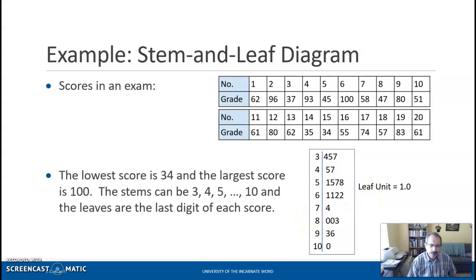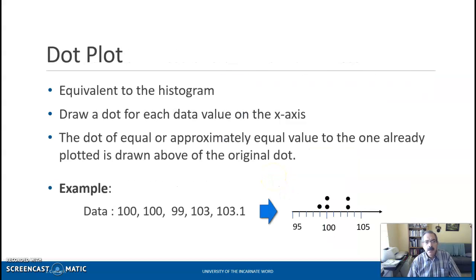All right, so this is the stem and leaf. Again, I'm not going to dwell too much on this. I assigned 1 homework problem on this, but this is not used very often, but you need to be aware that it exists. The next graph is the dot plot.